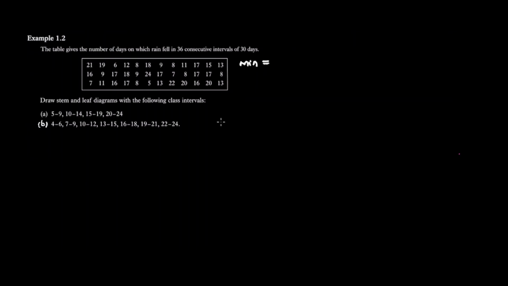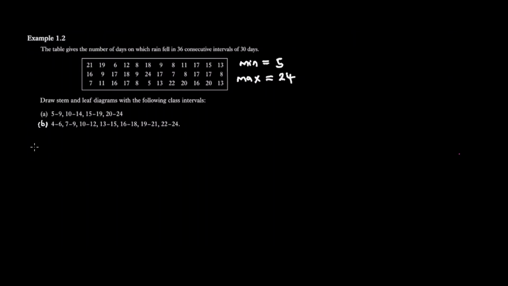So let us investigate and see what the minimum is. Here we see that we have 6 as a small value. So we are looking for any value which is smaller than 6. We have 5 here. That means our minimum is going to be 5. What about our maximum value? Here we have 21. Let us look for any value greater than 21. We have 24 here. So it's 24. Our minimum and our maximum.